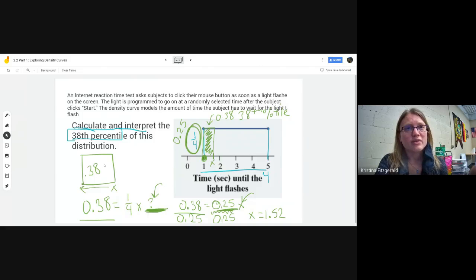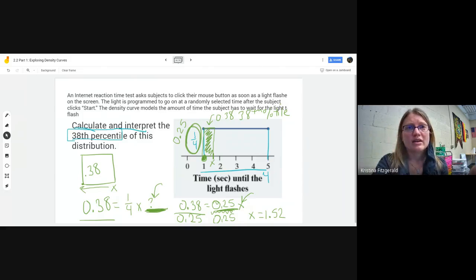So I'm working backwards. This time I know the area, so I have to work backwards to figure out the side length. So we did a little algebra here. I wrote it in decimal form and fraction form, however you want to think about it. Basically, we know the height is 1/4, and we just have to find the side down here, how long that is, so we can know where we're at.